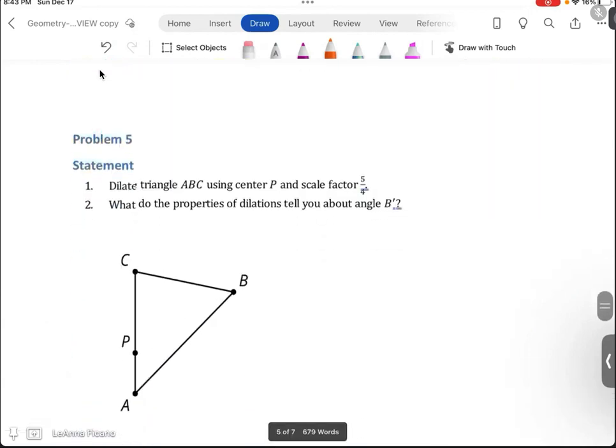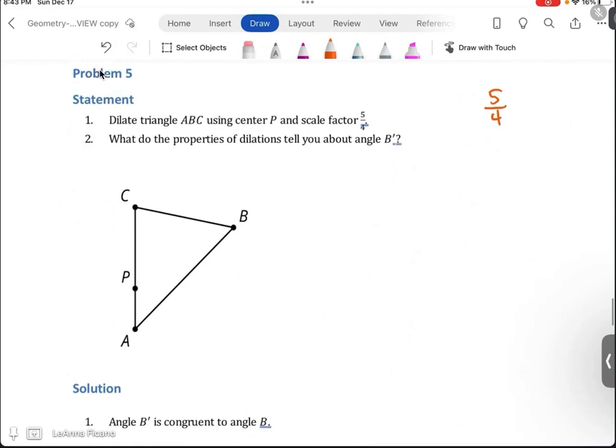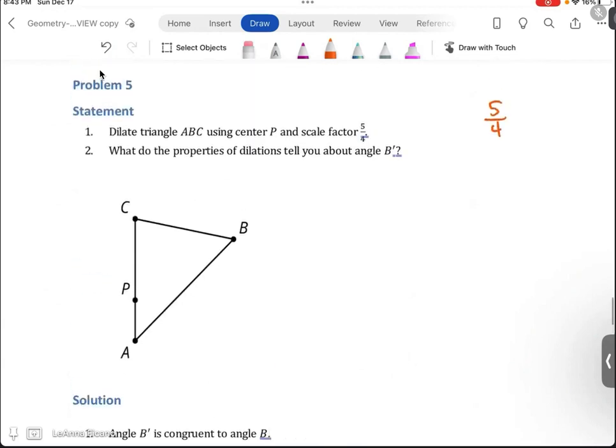Okay, problem 5, you're going to dilate triangle ABC using center P and scale factor, I picked 5/4. You have a different one on your exam. What do the properties of dilation tell you about angle B prime? So what I'm going to do to move this 5/4, it's going to get bigger because that's greater than 1. I'm going to split this into 4. Wow, it's going to be hard. I'm not going to lie. It's going to be hard.